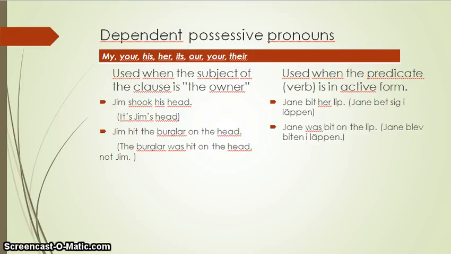Dependent possessive pronouns are also used when the predicate is in active form. We have the example Jane bit her lip. Jane is active in the clause, but Jane was bit on the lip, then Jane is passive in the clause, and you see that we don't have her, we have the.